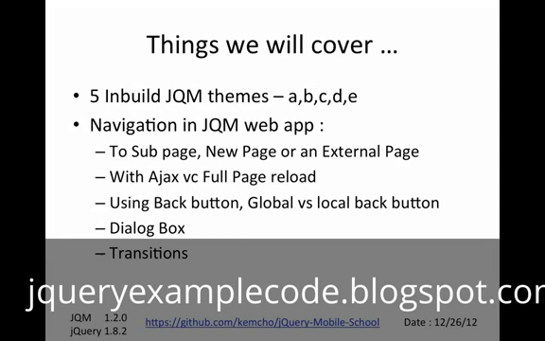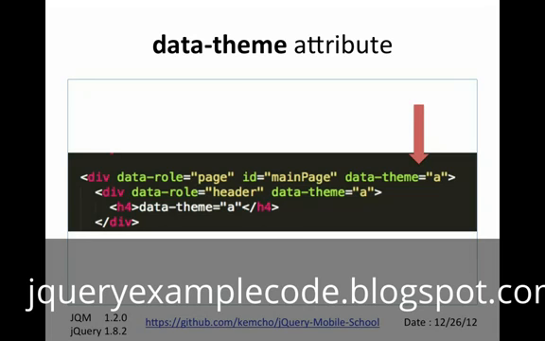So jQuery Mobile comes with inbuilt themes. It has 5 themes that it comes with out of the box. A theme is basically a look and feel, color, layout, icons, etc. And we'll also be going into detail about how you navigate within a jQuery Mobile app. We'll be covering a lot of use cases about how you navigate to a subpage, a new page, an external page, using Ajax, non-Ajax, how you add a back button, how you have pop-ups or dialogs, and how you cover transitions.